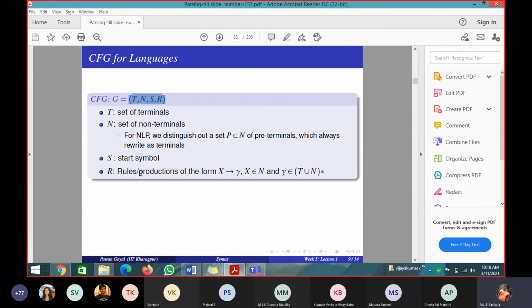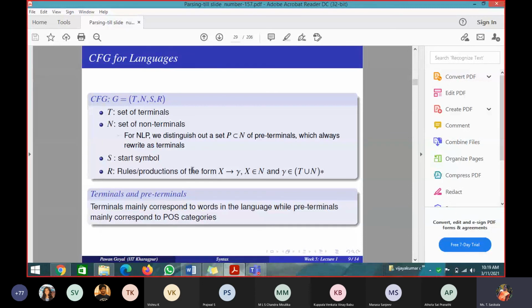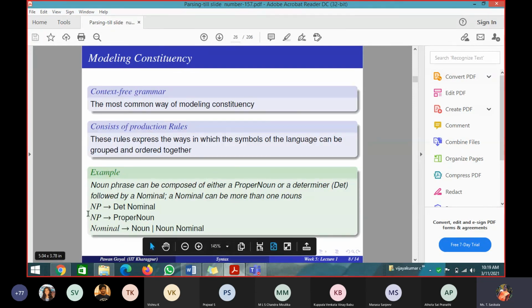R is the rules for the production, which are of the form X implies gamma. Please make a note. Whether it is there in the next slide, I don't know. Otherwise, please make a note. No, it is not there. Please make a note for these rules. We have seen example production rules in the previous slide, right? What is this production rule? Left hand side implies right hand side, right? LHS, RHS, this is the general syntax of a production rule.